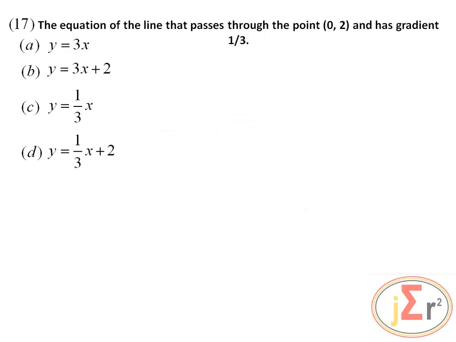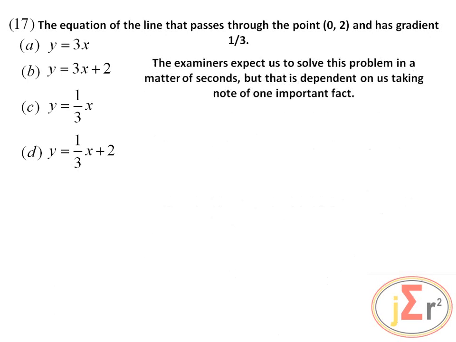The equation of the line that passes through the point (0, 2) and has gradient 1/3 is which one of these? The examiners expect us to solve this problem in a matter of seconds, but that is dependent on us taking note of one important fact.